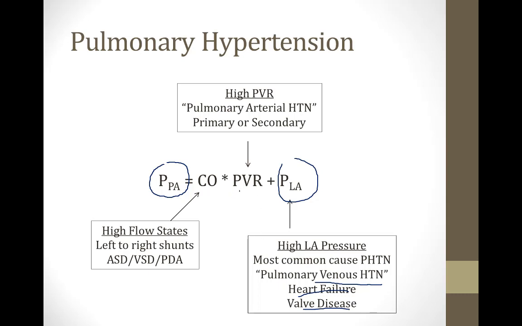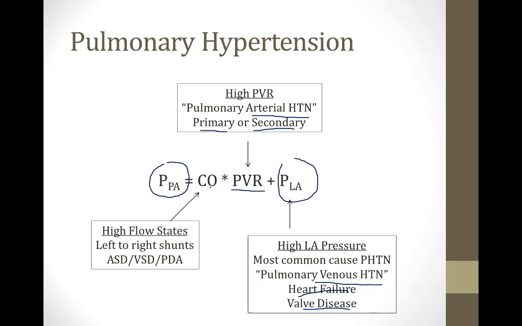You can also have pulmonary hypertension from high pulmonary vascular resistance. This is called pulmonary arterial hypertension to distinguish it from pulmonary venous hypertension, because when the PVR is high, there is high pressure in the pulmonary arteries but not in the pulmonary veins. And this can be a primary or secondary problem, and we'll talk more about that in a minute.